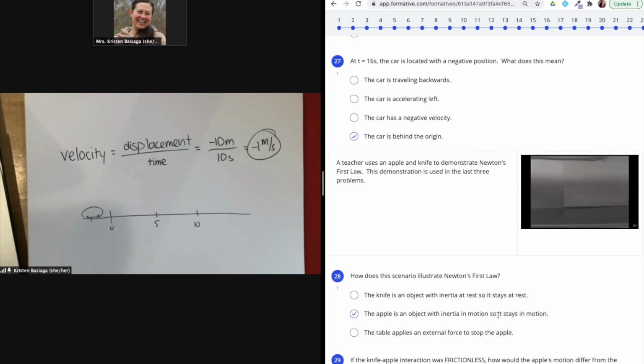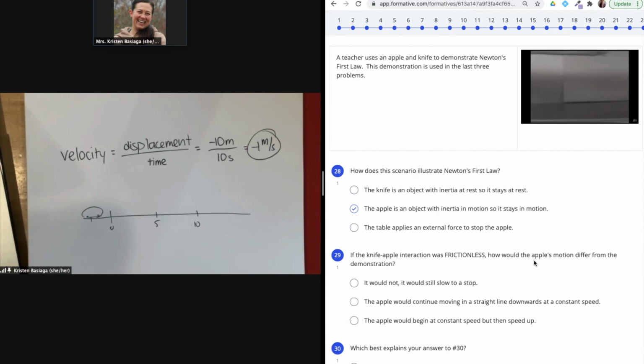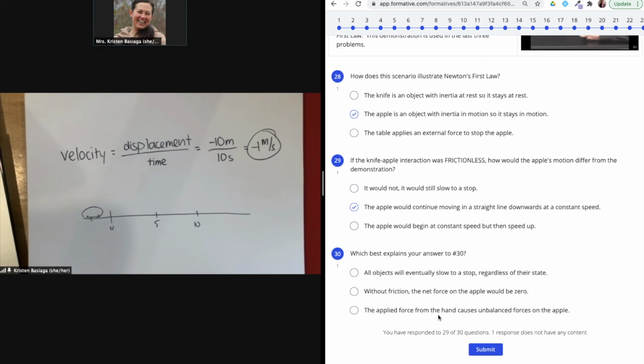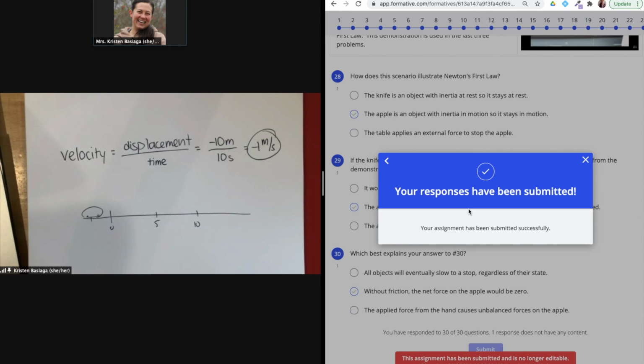Now, if friction weren't there, the apple would continue to move in a straight line down with a constant speed. Because if the knife-apple interaction were frictionless, that object in motion would want to stay in motion. Frictionless means that there's no force that's going to slow down the apple. For number 30 then, without friction, this would be an object in motion, would be dynamic equilibrium, so the net force would be 0. Now that I've hit submit, it will go and tell me all of my answers.